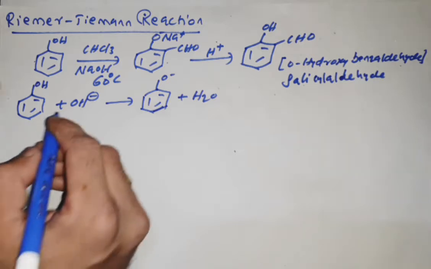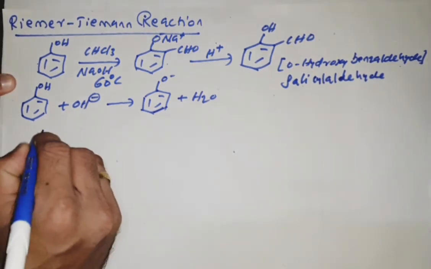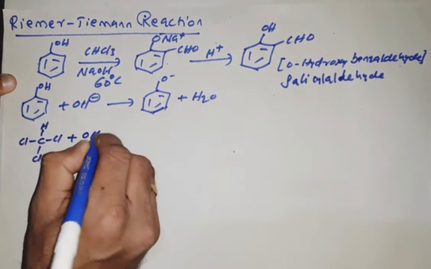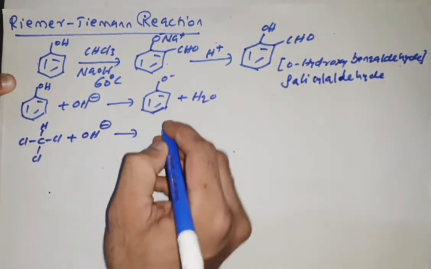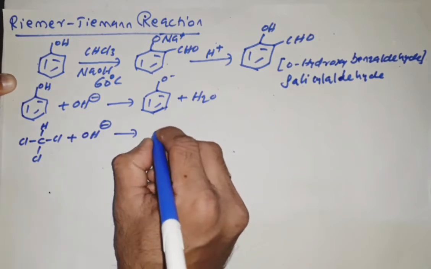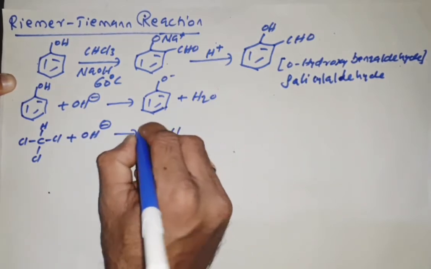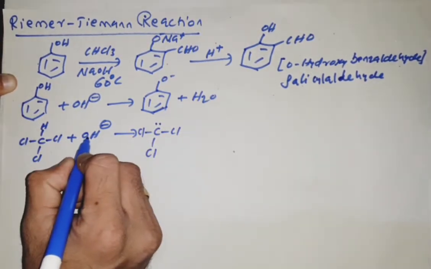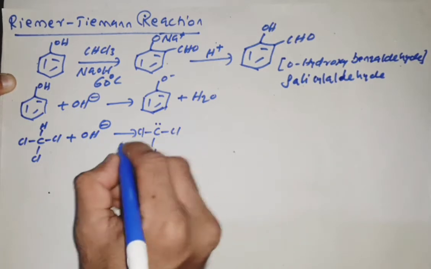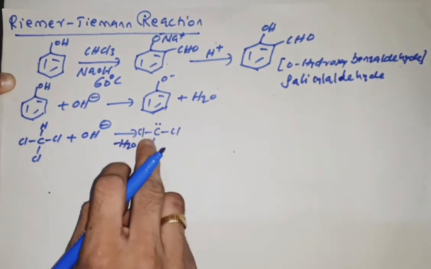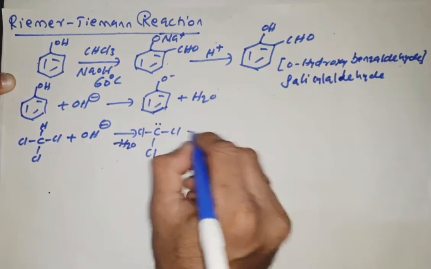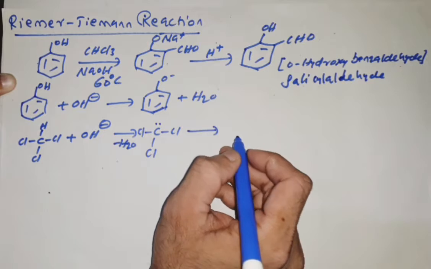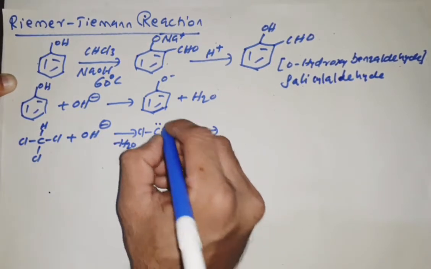Next step, this chloroform, CHCl3, plus alkali, OH minus. This H plus is taken by this OH minus, forming H2O, and it will convert to CCl3 minus. Next step, this CCl3 minus is converted to dichlorocarbene by the removal of Cl minus.